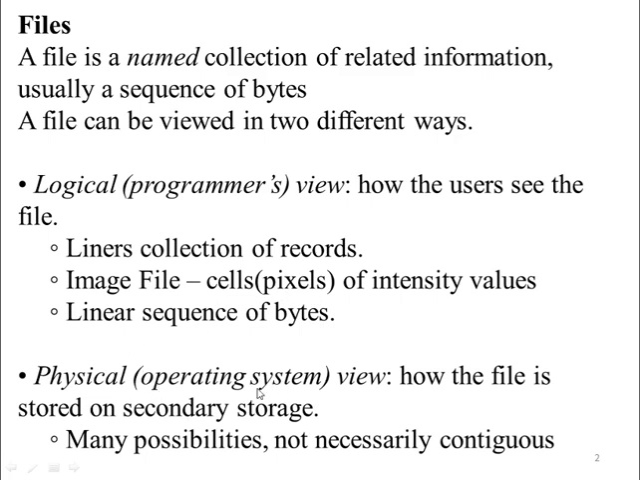Physical view is how the operating system sees a file. So this is the main area that we are going to discuss: how the file is stored on secondary storage. Normally we use a file to store something permanently, and if you are storing something permanently, we have to use the secondary storage.